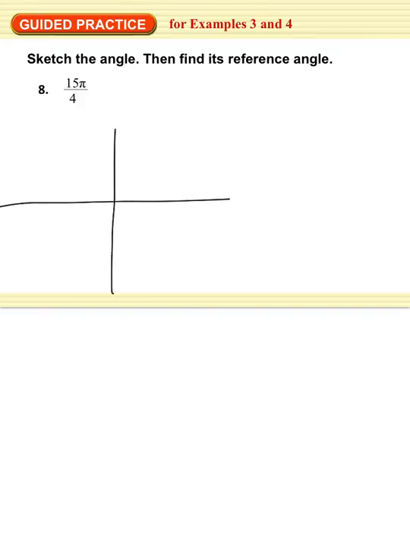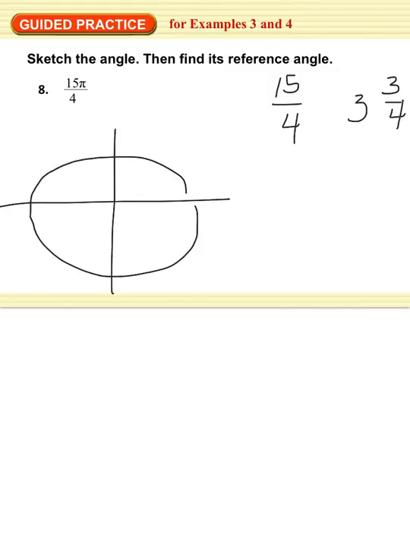15 pi over 4. 15 over 4 is 3 3/4. So that's how many pies. I've got 1 pi, 2 pi, 3 pi, and 3/4 would be 1/2, 1/4. 3/4 is over here.